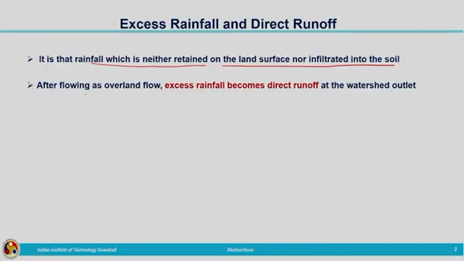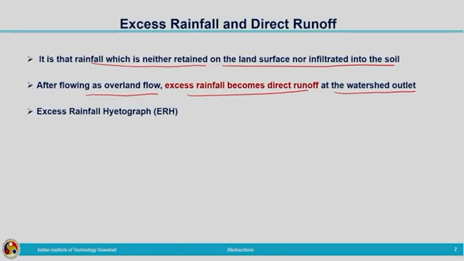Initially it will flow as overland flow, and excess rainfall becomes direct runoff at the watershed outlet. So, when there is excess rainfall, initially it starts ponding, and once it is free from the retention forces, it starts flowing as overland flow, and then it concentrates into channel flow. Small channels will be formed, and finally it will reach the outlet point.